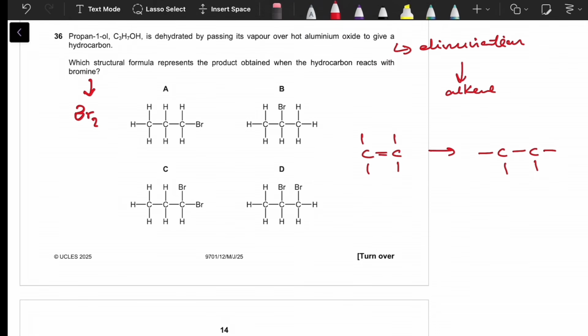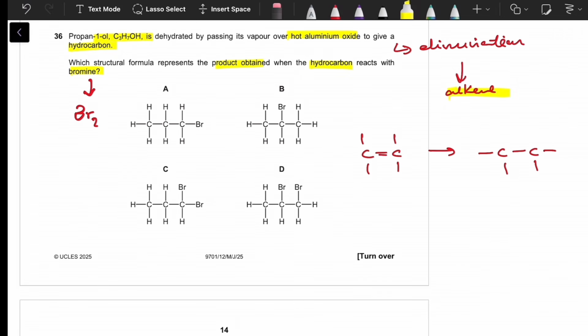Okay, so question 36 states that propanol is dehydrated by passing it over hot aluminium oxide to give a hydrocarbon. Which structural formula represents the product obtained when this hydrocarbon reacts with bromine? So, hot aluminium oxide and alcohol equals elimination reaction. This would form an alkene.